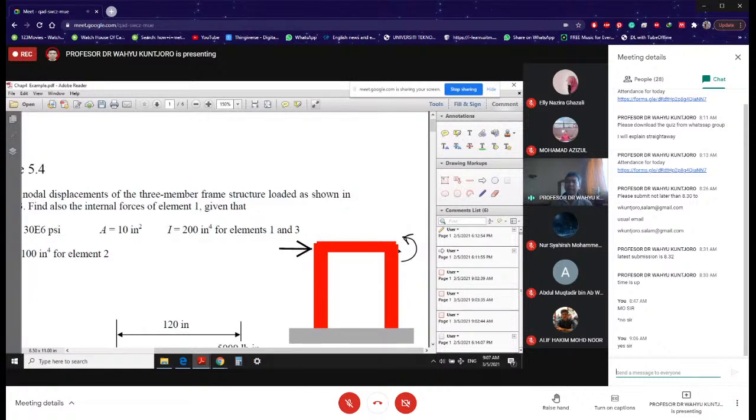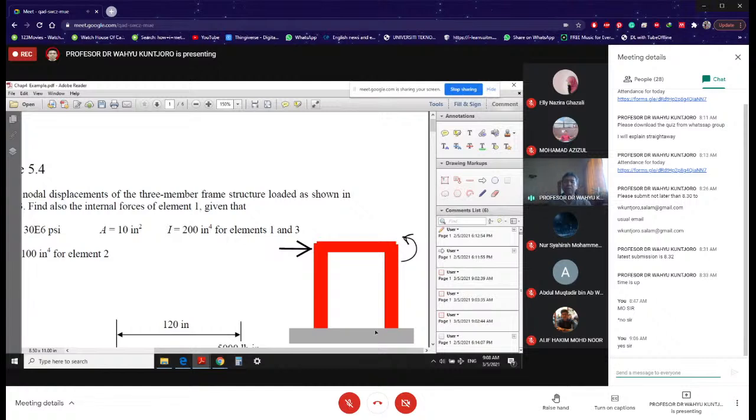This frame is being fixed at the bottom here. The left leg, as I call it, is planted here, fixed support, and the right leg is also fixed. So you understand that this point couldn't move horizontally or vertically, and cannot rotate. The same for this one here. So those are the information that you have.